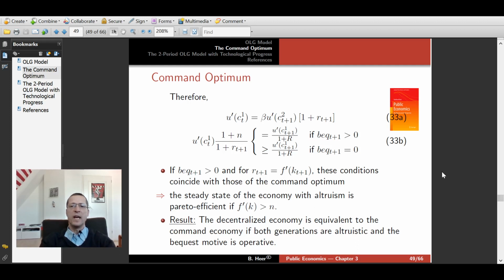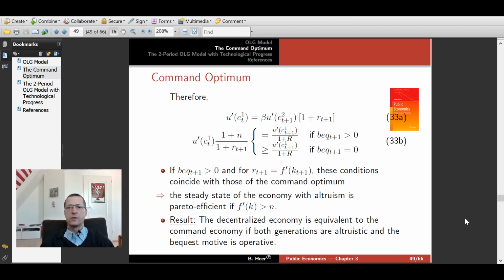So 33a is our Euler equation, which tells you whether you should consume 1 unit today or save it and consume it tomorrow. And the condition 33b is the optimality condition on your bequests. You compare the utility you get from consuming 1 unit today or saving it and leaving it to your children.